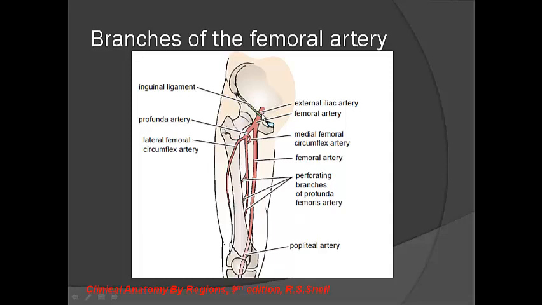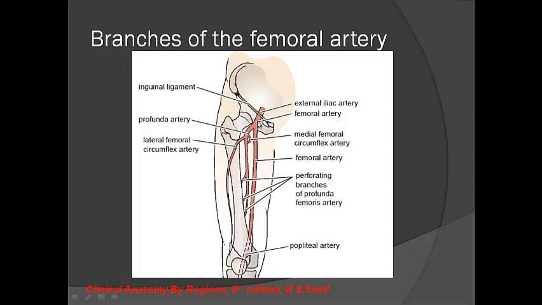Once it passes behind the inguinal ligament, I'm going to change its name into the femoral artery because now it's officially in the region of the thigh. So don't think of it as a branch, it is just a continuation. It's the same artery that went from the pelvis down into the lower limb. So once it passes the inguinal ligament, we're going to call it the femoral artery.